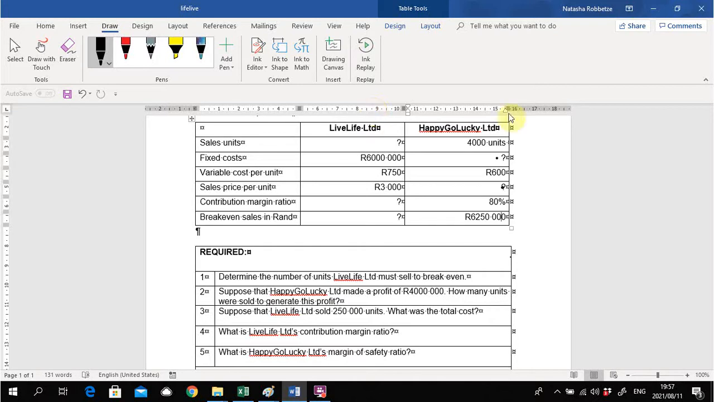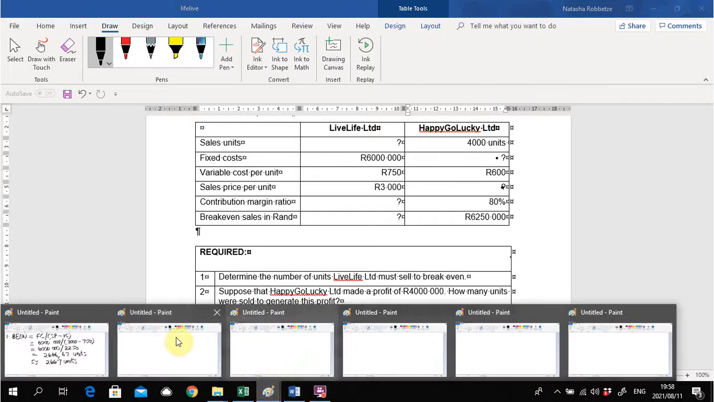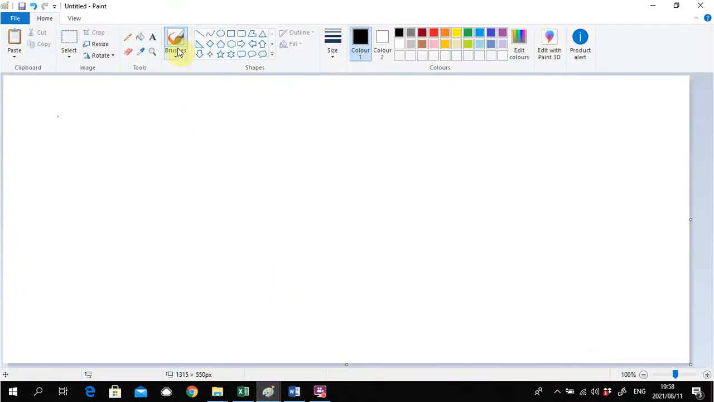If I look at this information, right, I can calculate my sales price through the contribution margin ratio. So let's first do that. I'm going to go to Paint again. We are on number 2.